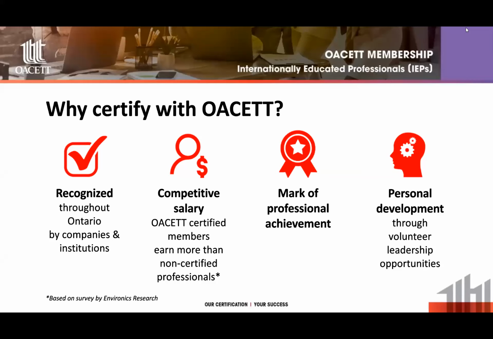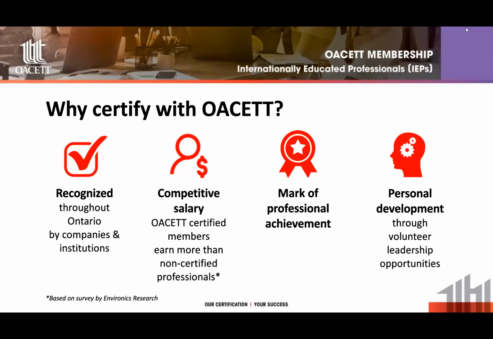Another reason, competitive salary, and this is something I'll get into in a moment. We do a salary survey every few years, and we survey members and we survey companies, and they give us their results. And this is done by a third party. OACETT is not the one conducting the survey, because if we did, people would be worried that it would be biased. But many of our professionals actually earn considerably more. So people who are certified often make more than those people that are not certified. Many companies also have policies where they say if you make the extra step to show that you really are serious about your profession and you seek out certification, you get it, then that will often give you a salary bump at work. And of course, it's a mark of professional achievement.